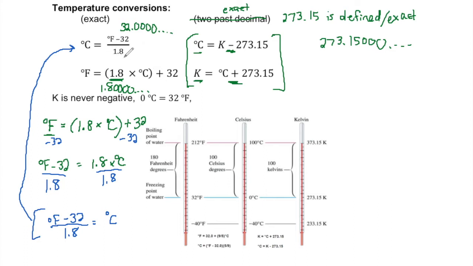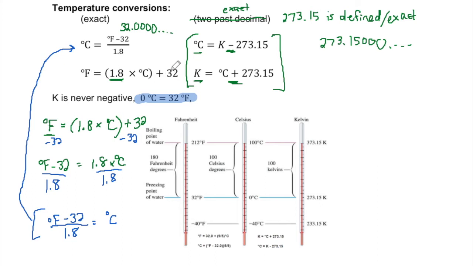We're going to need to be able to convert between Fahrenheit and Celsius, and also to convert between Kelvin and Celsius. So if you remember that 0 degrees Celsius is the freezing point of water, and also 32 degrees Fahrenheit is the freezing point of water, these two temperatures are equal. So this is something that you can do to double check and make sure you have the right equation. If you put a 0 in here for degrees Celsius, it should come out to be 32 degrees Fahrenheit.